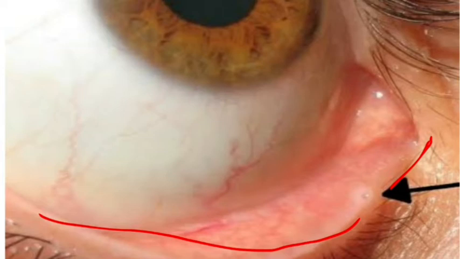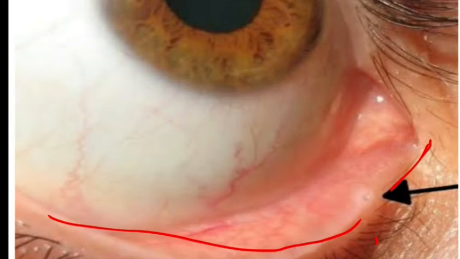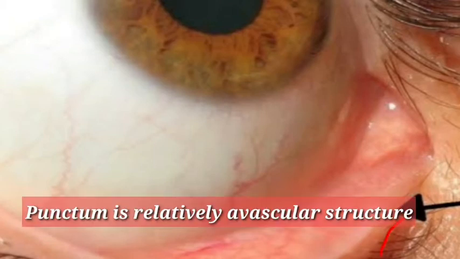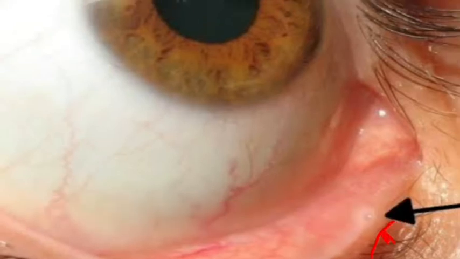Only when you evert the lower eyelid can you appreciate the punctum. If you measure from the medial canthus, it is around 6 millimeters from the medial canthus in the upper eyelid and around 6.5 millimeters from the medial canthus in the lower eyelid. Where you see the punctum, the eyelid margin is a little elevated, and this elevation is more appreciated in older people, and this is called the lacrimal papilla. So this is about the anatomy of the punctum.